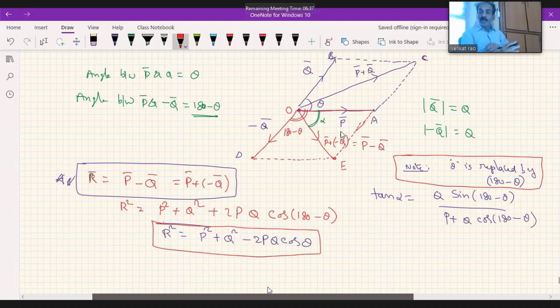But many people in some schools may remember it by replacing Q with minus Q, which is wrong. We should not replace Q with minus Q. For plus Q the vector is Q bar, and for minus Q bar the magnitude is Q only. So we should not replace Q with minus Q. We have to replace theta with 180 minus theta, because the angle between P and Q is theta. Now we are applying the parallelogram law between P bar and minus Q bar, the angle between them is 180 minus theta.